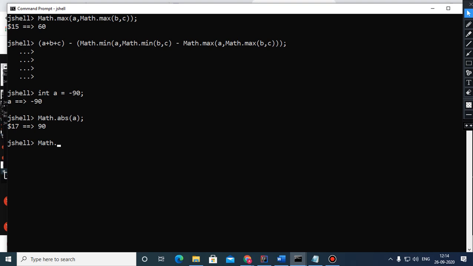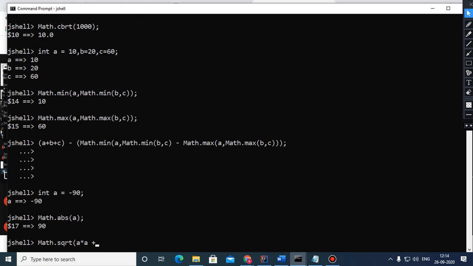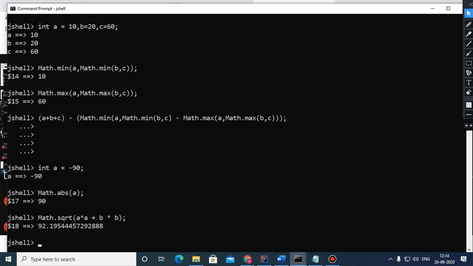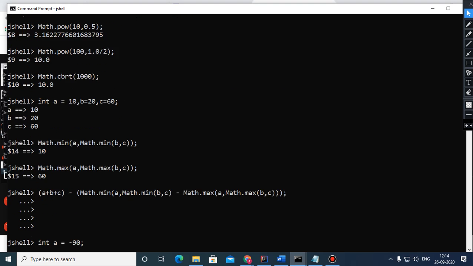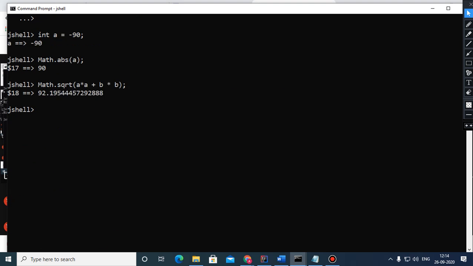We will be using math.sqrt, and within the brackets we are passing a into a plus b into b. Suppose a is the length and b is the breadth. So length squared plus breadth squared, the whole square root, the square root of that. So this is how we can use it.